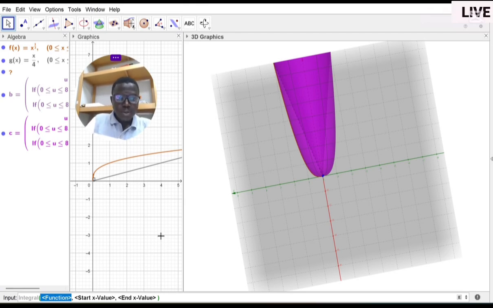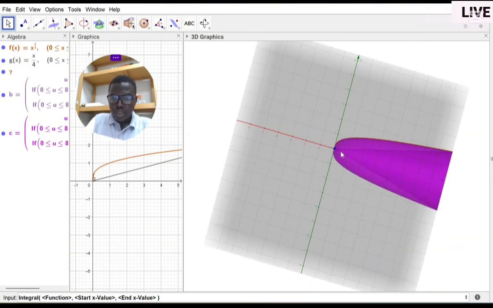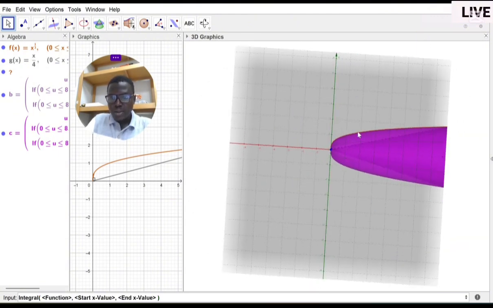So the outer function is what? When you look at here, the outer function is this one, right? So it will be x to the power 1 over 3. Right, that will be our outer function. So in that case, you can decide to type your outer function over here.